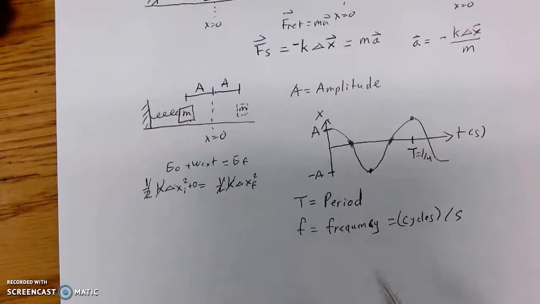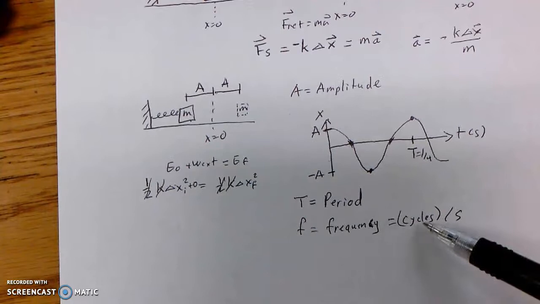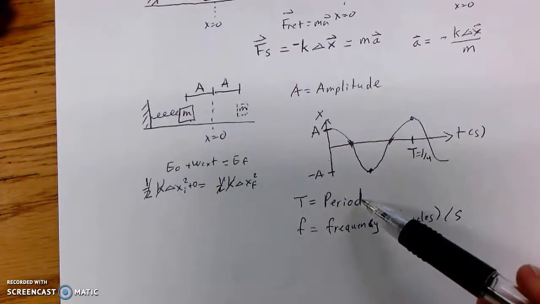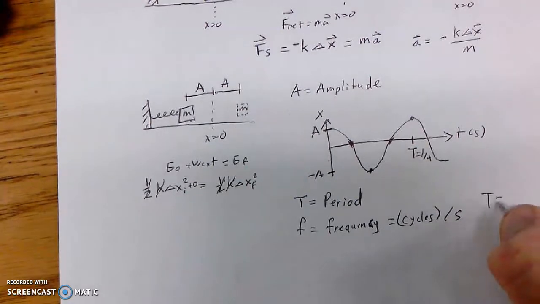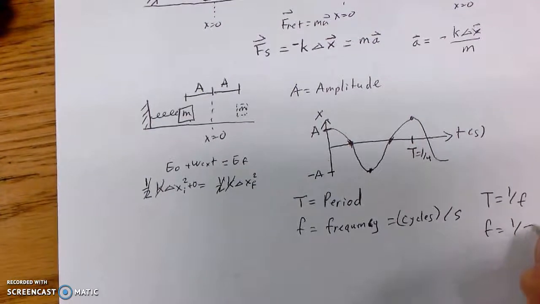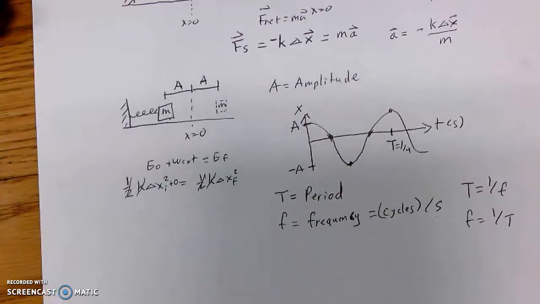So how are these guys related to each other? Well, if it were 5 cycles in a second, it would take 1/5 of a second to complete one cycle. So these guys are inverses of each other. The period and the frequency are inverses. If you know one, you know the other one.